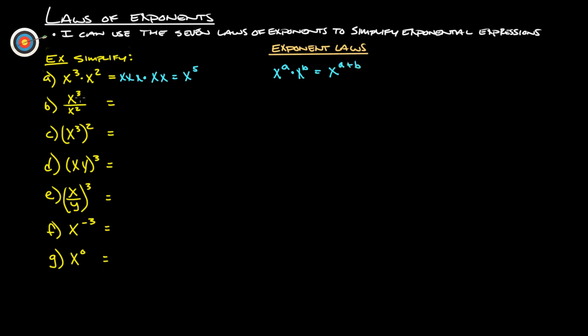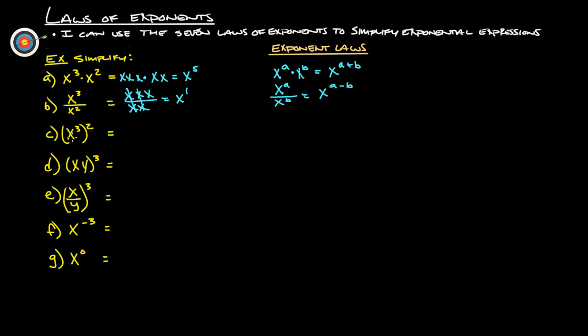Okay. X cubed over x squared would be x times x times x over x times x. Those reduce down to 1, those reduce down to 1, and we're left with just x to the 1st, right? So to look at this, we actually take the exponent on the top and subtract the exponent on the bottom. So it'd be 3 minus 2. So x to the a over x to the b is equal to x to the a minus b.